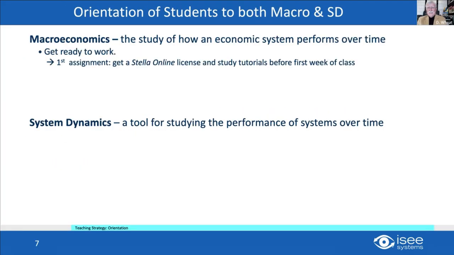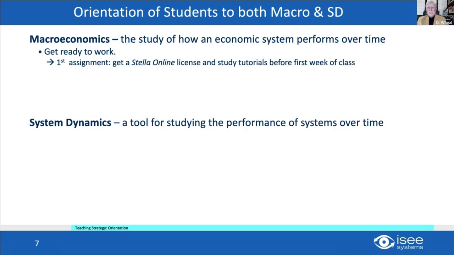So let me say just a word about the orientation that I have to give to these students at the very beginning of the course. They're new to macro. They've never had probably any economics course before, and they definitely are new to system dynamics. So I try to set them up for what I consider to be success early on by tying these two together. And I say that macroeconomics is a study of how an economic system performs over time.